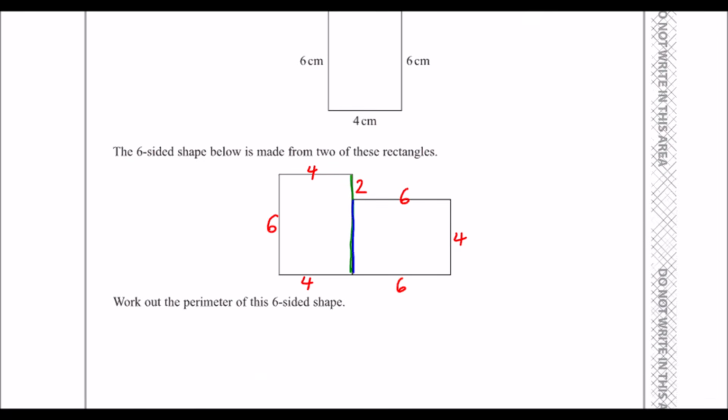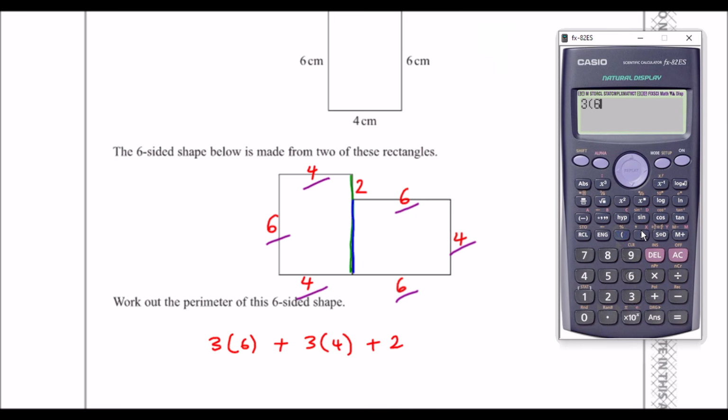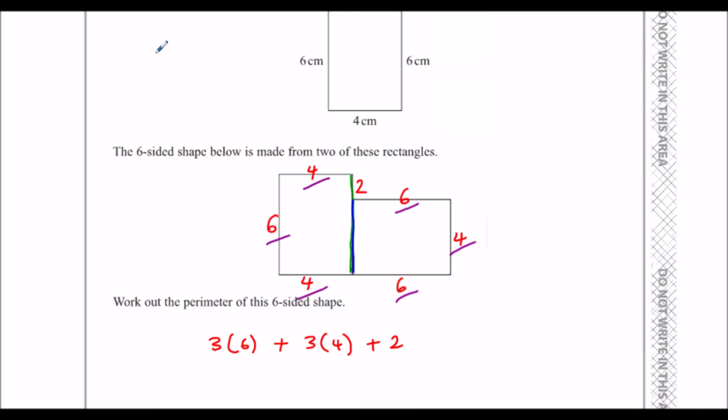So then we're just adding up all the lengths now. So we've got 3 6s, 3 4s, and a 2. So 3 6s, 3 4s, and a 2, 32 centimeters.